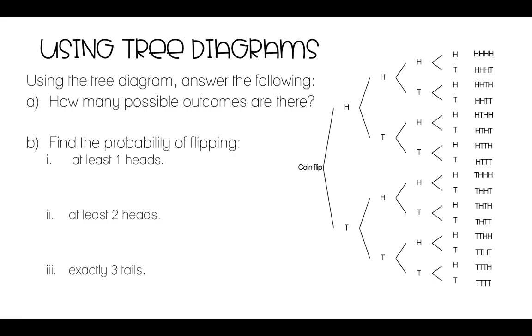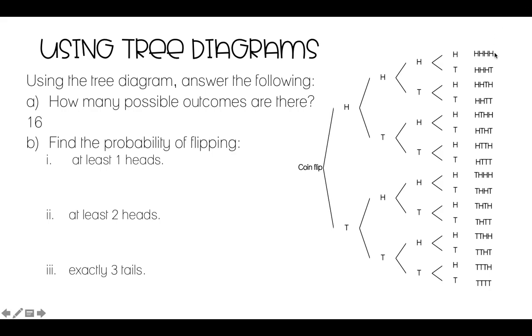So this is a really good way of showing the different possible outcomes that we could get, the different combinations. And it can work when you have a large number of different possible outcomes, and we're going to look at that in an example a bit later. So in total, how many possible outcomes are there?